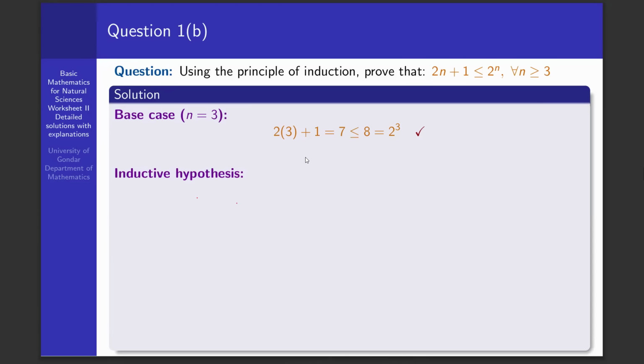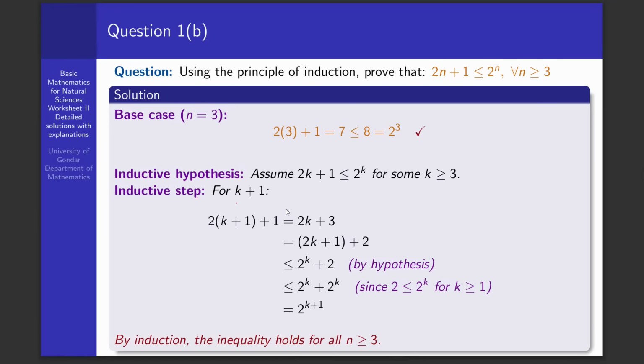The inductive hypothesis is simply assuming that the statement holds true for an arbitrary natural number which is greater than or equal to 3. So let's assume that 2k plus 1 is less than or equal to 2^k for some k greater than or equal to 3. Then based on this assumption, the next step would be the inductive step, which is checking the truth of this statement for k plus 1, the next natural number after k, from this assumption.